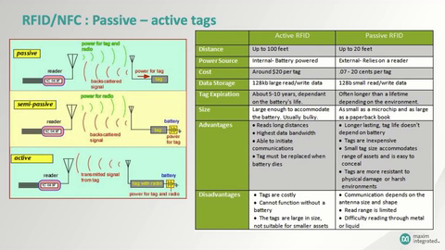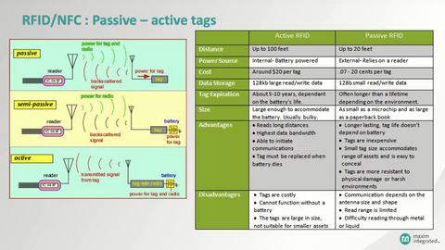Now, not all tags are created equal. There are active tags and there are passive tags. There are even semi-passive tags. You need to know how these tags work to really understand RFID and NFC. Now, a passive tag has no energy source. To operate, it has to harvest energy from the RF carrier that's transmitted by the reader. Of course, that means the range is going to be severely restricted. But passive tags are less expensive, and they're more robust since they don't require a battery to operate.